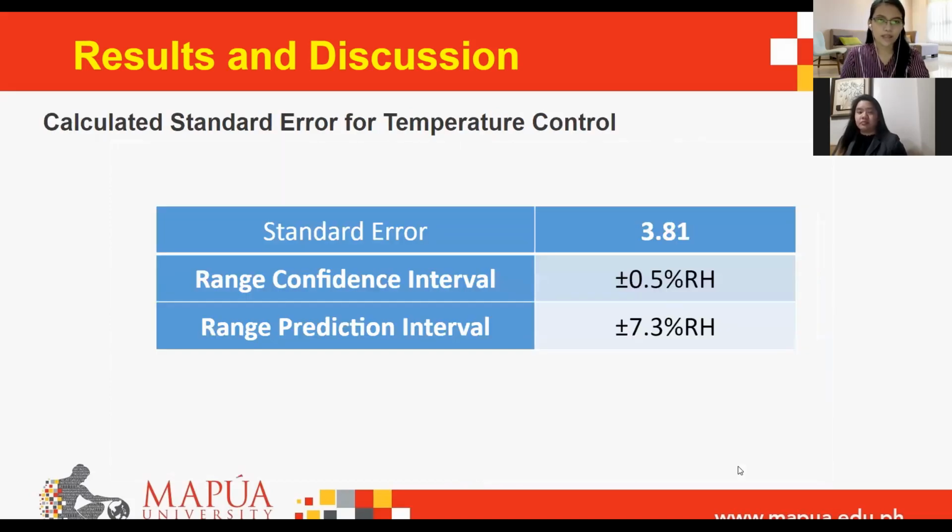The table shows the standard error obtained from the data, which is 3.81%. The range confidence interval between the values gives a 0.5% relative hazard, while the range prediction interval has a 7.3% relative hazard. This indicates a good level of precision of the temperature control system.